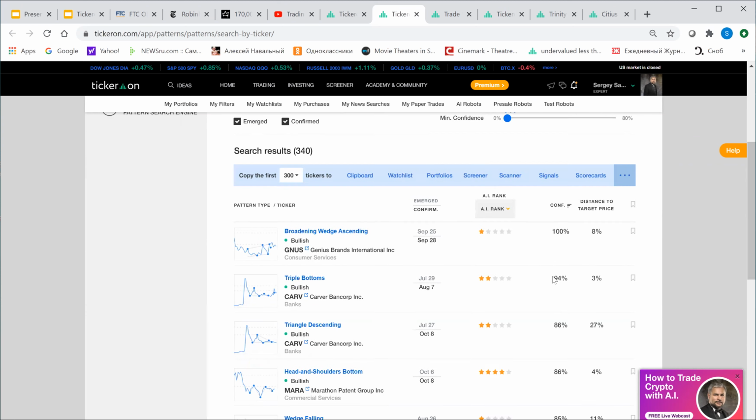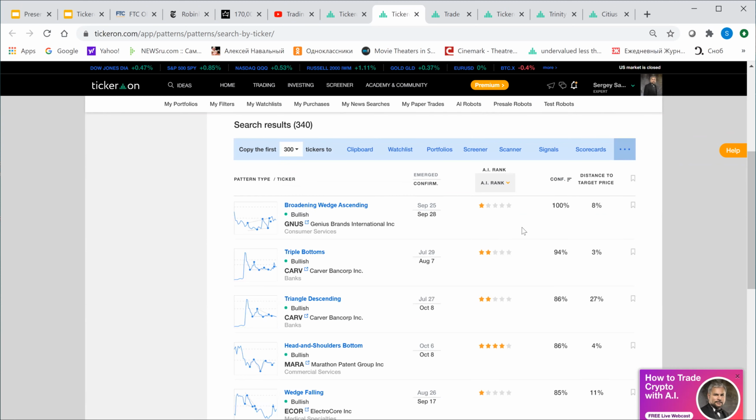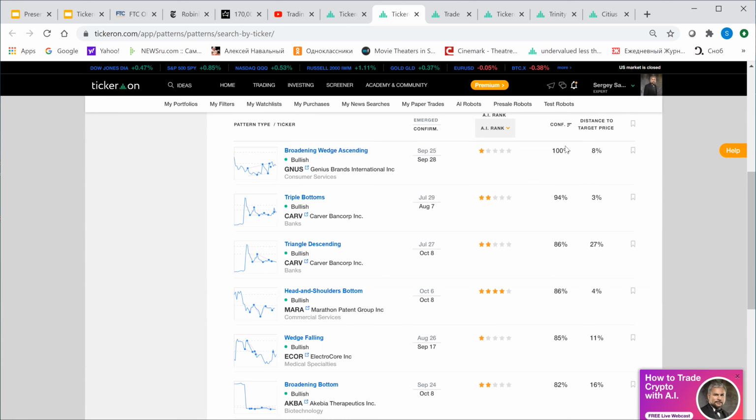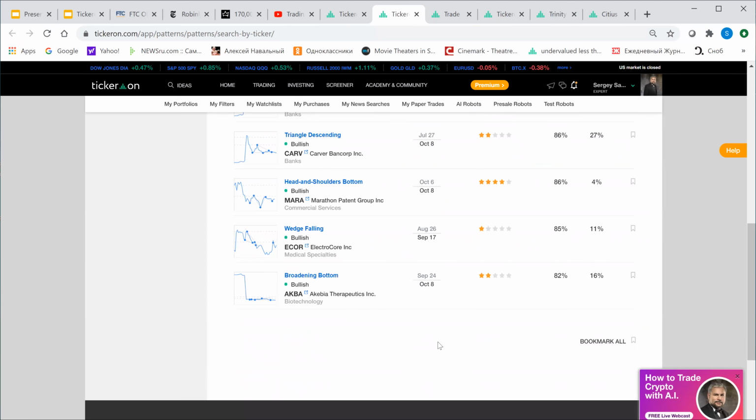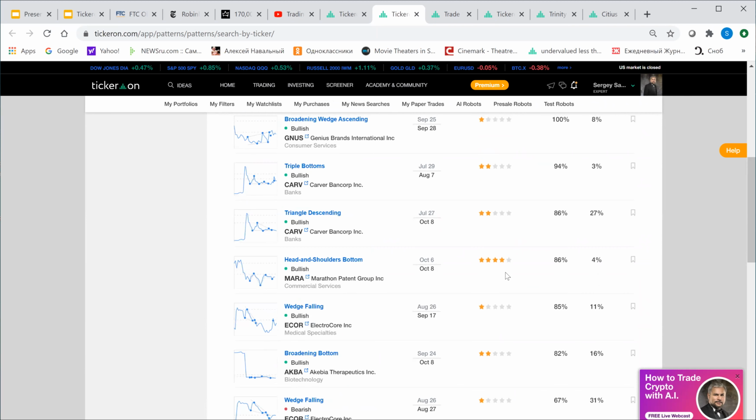So I confirm the confidence level here. This one is pretty good. 100%. It's an oxymoron. It should not exist. But there are some price actions here. As you can see, some of the stocks are giving us pretty good results. That one, let's say Marathon Pattern Group. Let's say Hidden Shoulders. We click here.